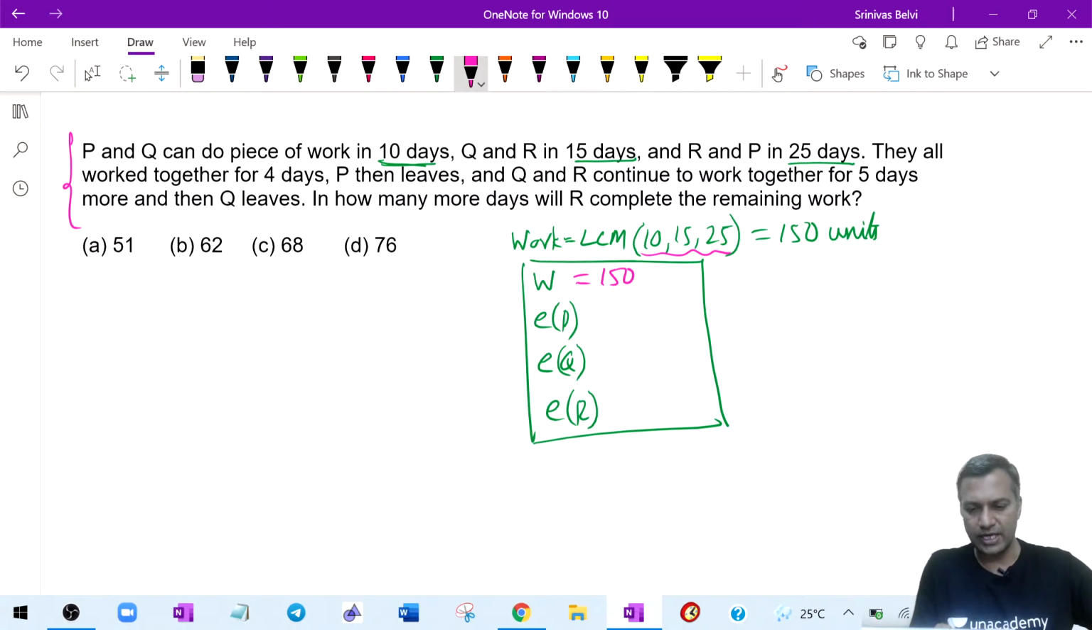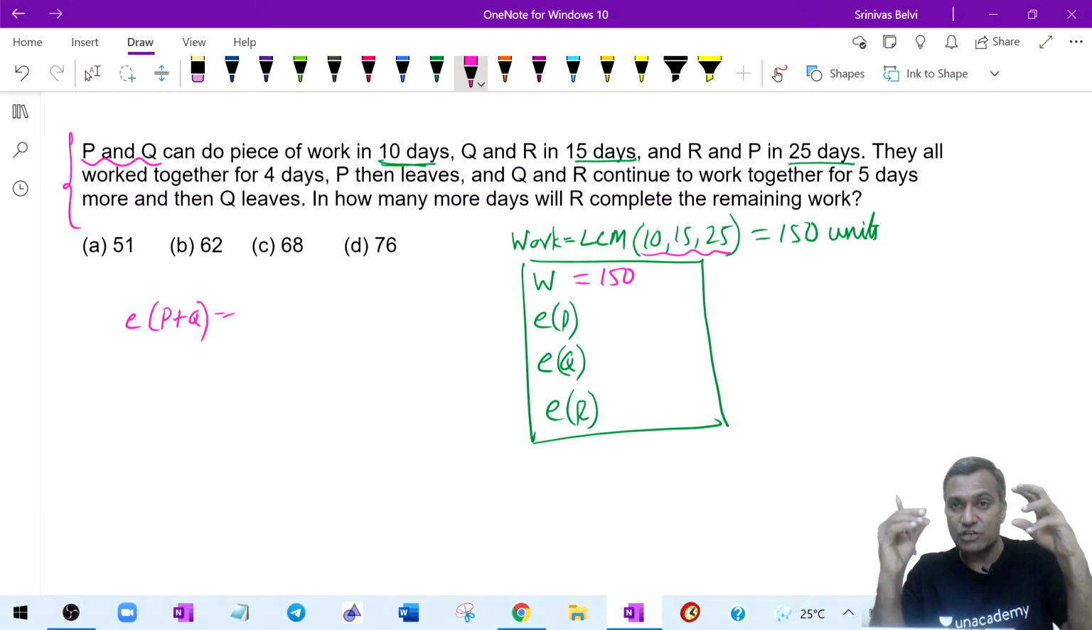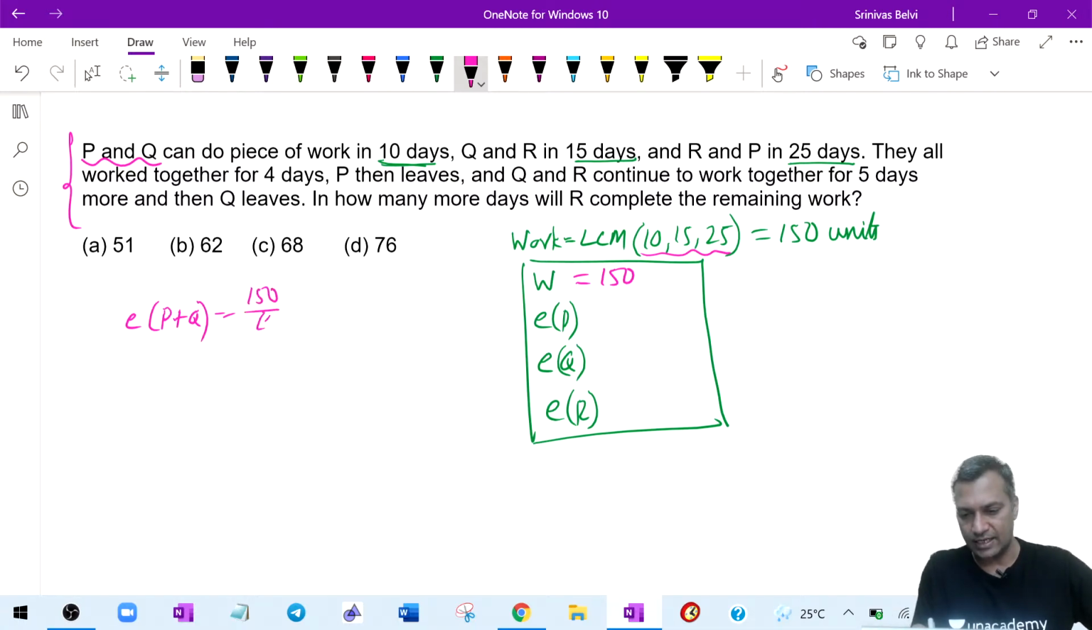Now let's come to this. What is the efficiency of P plus Q? Now we are making them work in pairs, not allowing them to work alone. You work in pairs, work as a team, and the work efficiency is better. So the efficiency of P plus Q is 150 units in 10 days, which becomes 15 units per day.